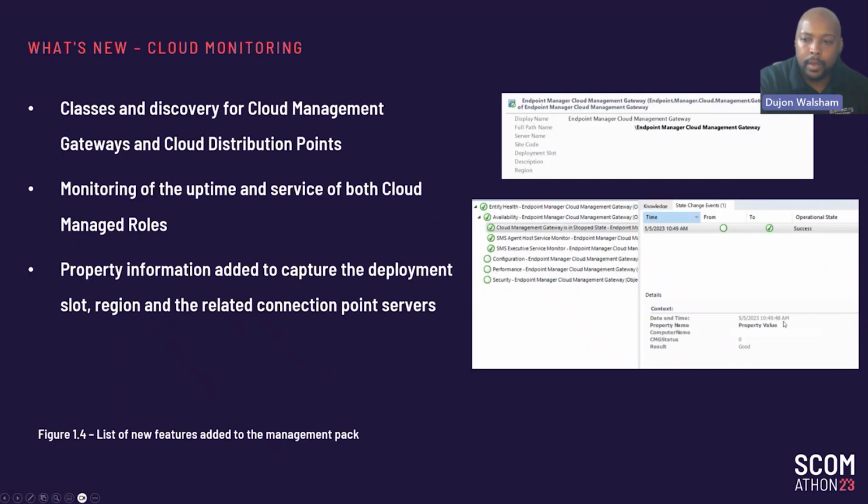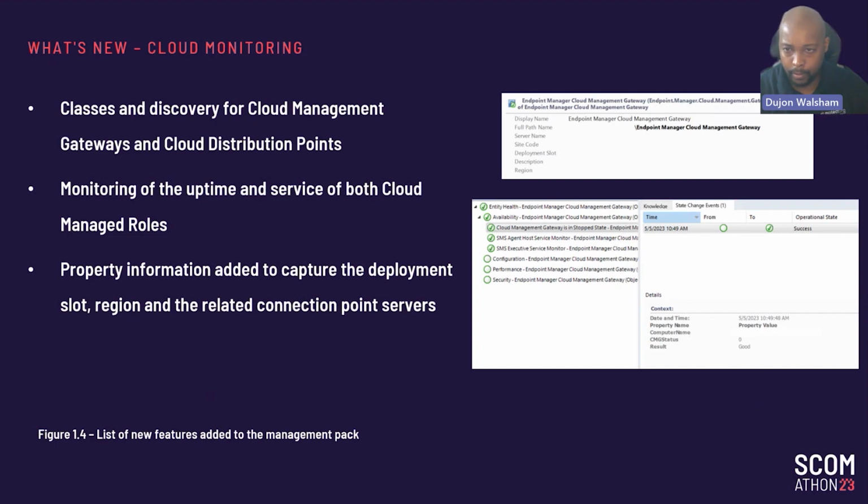And then next, we have the cloud monitoring side. As we discussed, we've got the cloud management gateway and the cloud distribution point roles. If we look at the properties here, for example, every single server that's a site system server is always going to carry the same sort of property attributes, such as server name and site code, just so you know exactly which environment they belong to.